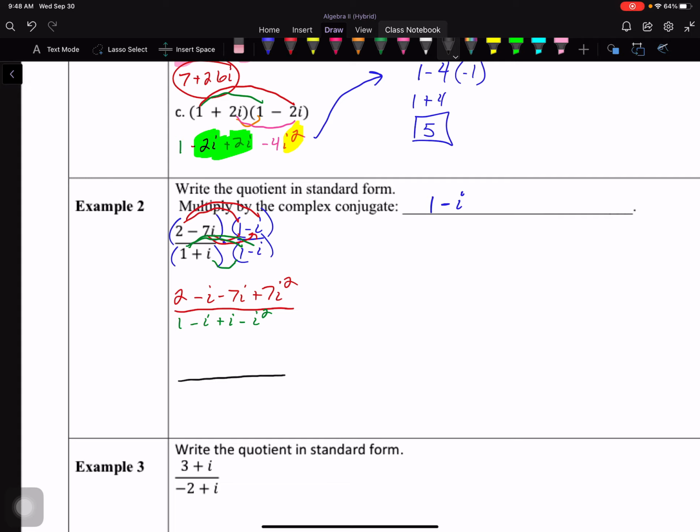So up top, combining like terms, we have -i minus 7i. So we have 2 minus 8i plus 7, and again, I'm going to take care of the i squared right away. 7 times -1. On the bottom, we have like terms here. We have -i plus i. And this should always happen if you multiply by the conjugate correctly. You're going to get those middle i terms to cancel out. So we'll end up with 1 minus, and then I'm going to take care of this i squared again by changing it to a -1.